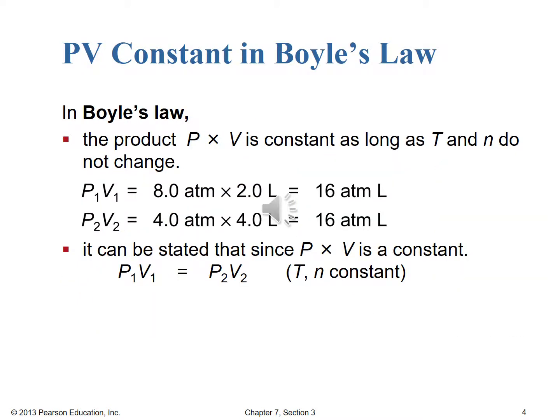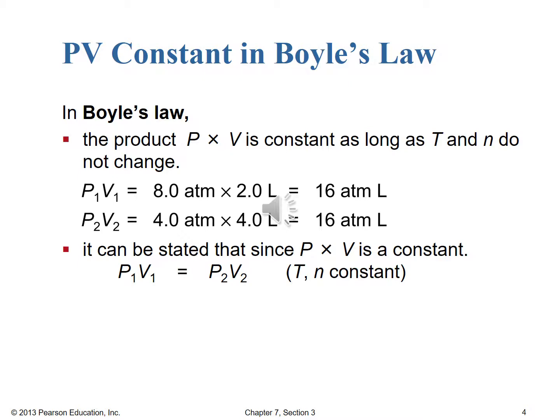Okay, so in Boyle's law, that product of pressure times volume equals some constant value because as pressure goes up, volume goes down a corresponding amount due to their inverse relationship. So the product, P times V, is constant as long as T, temperature, and n, number of moles of gas, do not change. So if you think of a setup similar to those movable pistons from the last slide, if we have conditions where we have initial pressure that we call P1 equal to 8.0 atmospheres, initial volume called V1 equal to 2.0 liters. If we multiply that together, then we get a total of 16 atmosphere liters, or liter atmospheres as is more commonly called.